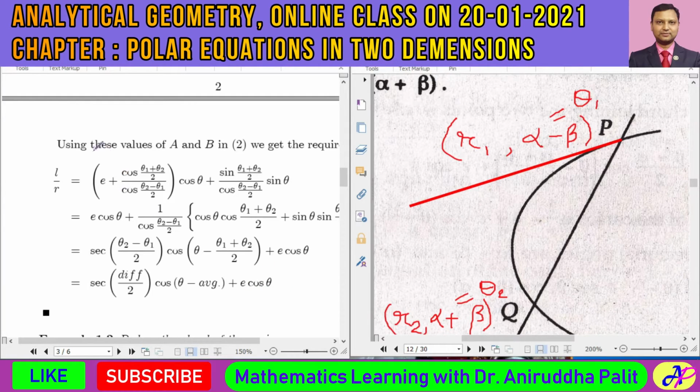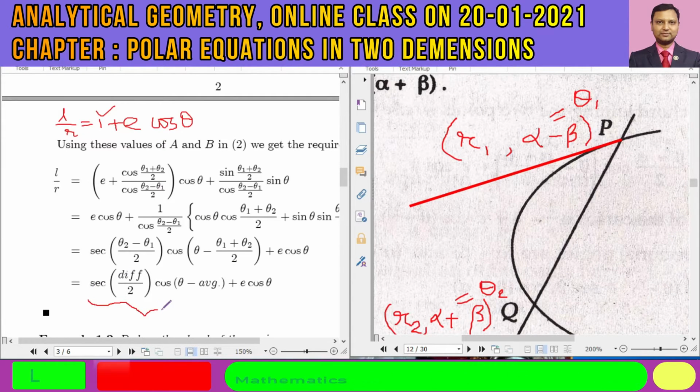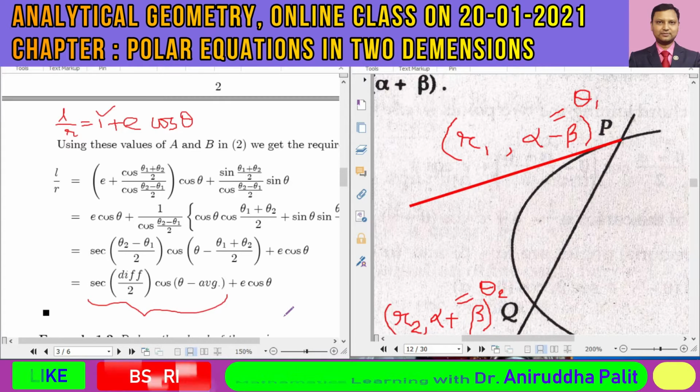What is the main part? We started with the equation L by R is equal to 1 plus E cos of theta. And you observe, in order to find the equation of this chord PQ, we already have this term E cos theta, which was also present in the equation of the conic. Just in place of this constant term 1, we have this kind of expression: sec of difference by 2 cos of theta minus average. So this is the process by which we can remember the equation of the chord PQ. Got it? This term 1 is to be replaced by sec of difference by 2 cos of theta minus average.